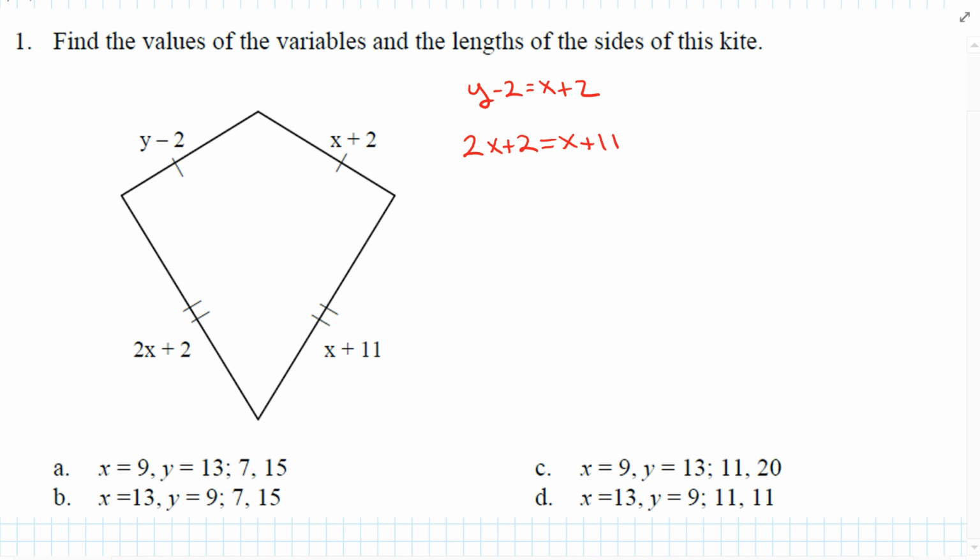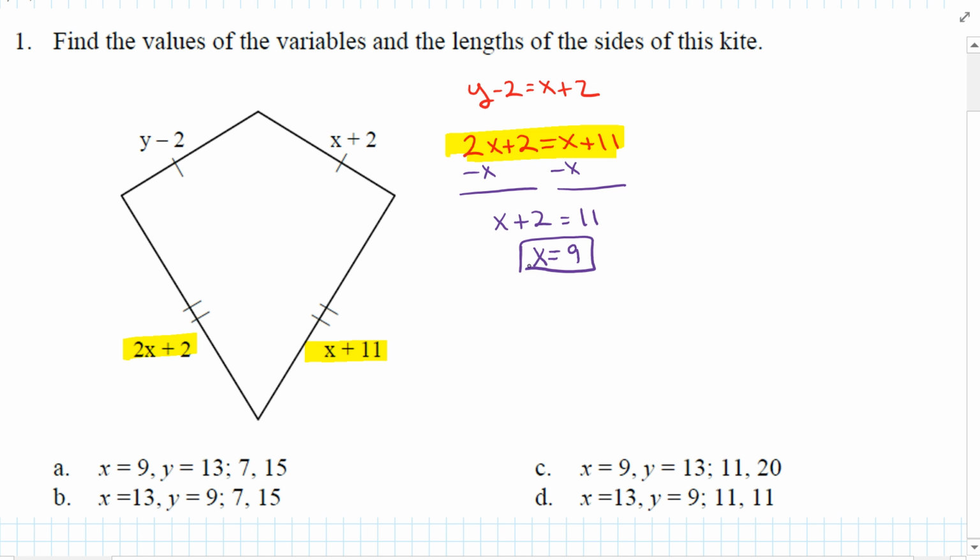So since the bottom one only has x as a variable, let's solve for it. So let's isolate the x's. So we're going to subtract x on each side, and we're going to get x plus 2 equals 11. Alright, and then we're going to subtract 2 from each side, and we're going to get x equals 9.